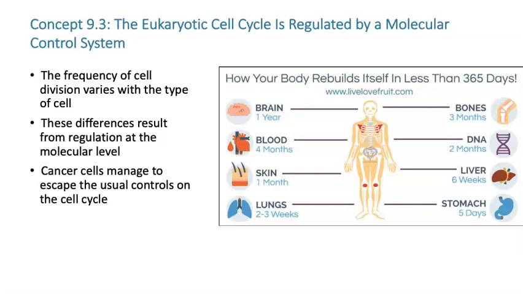This is really important because these differences end up having to have very, very specific kinds of regulation at the molecular level. And so we'll talk about that too. Finally, we're going to talk about cancer cells and how cancer cells manage to escape the control system of the cell cycle. And so we tend to say that cancer is the cell cycle out of control, or you could say it's mitosis out of control.